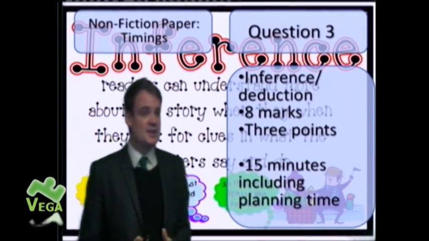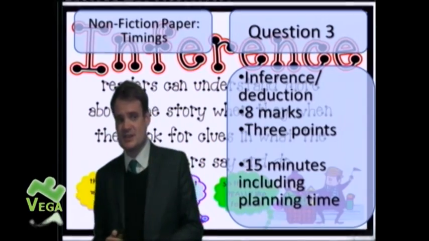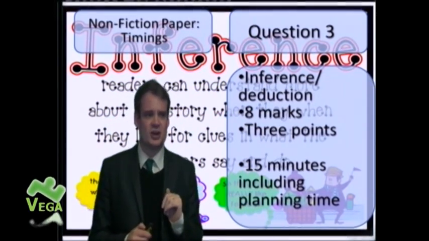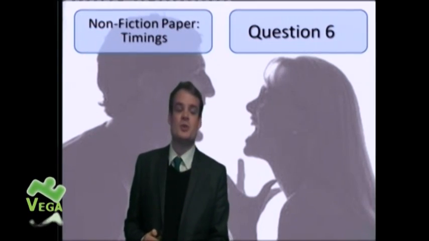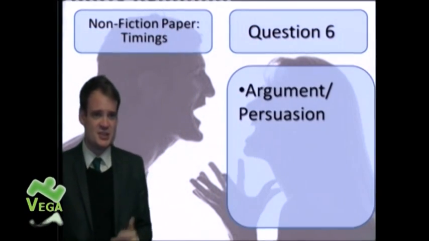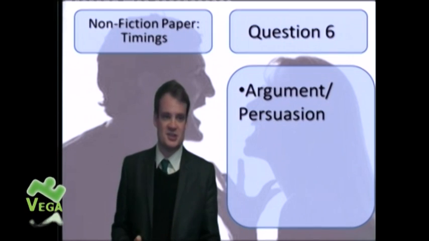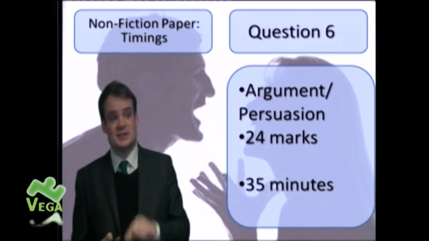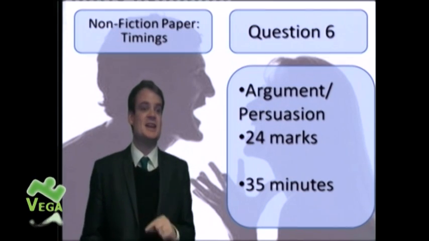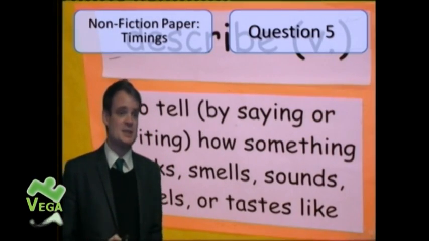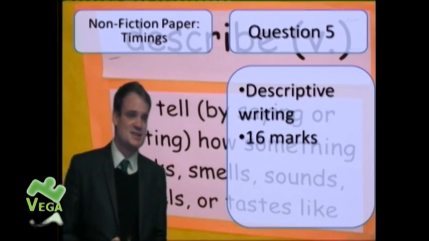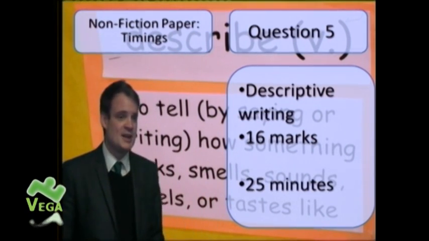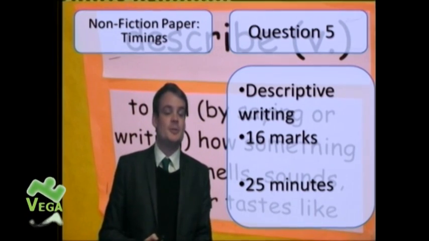Then, once you've completed your reading section in 1 hour 15 minutes, and whether you finished or not, when 1 hour 15 minutes is up, you are going to move on to the writing. Regardless, you're going to move on to question 6. Question 6 is your argument or persuasion type written task. It's worth 24 marks, and you're therefore going to spend 35 minutes on question 6. That leaves you finally 25 minutes to work on the 16-mark descriptive / narrative writing task. 25 minutes. Be brutal with yourself.